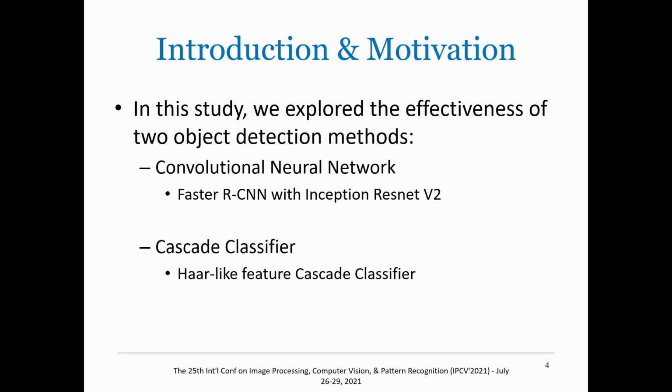So as I said earlier, we are comparing the effectiveness of two different object detection methods. The first will be the convolutional neural network, and the second will be the Cascade classifier. For the convolutional neural network, we'll be using the Faster R-CNN with Inception ResNet v2 model, and for the Cascade classifier, it'll be the OpenCV Haar-like feature Cascade classifier.